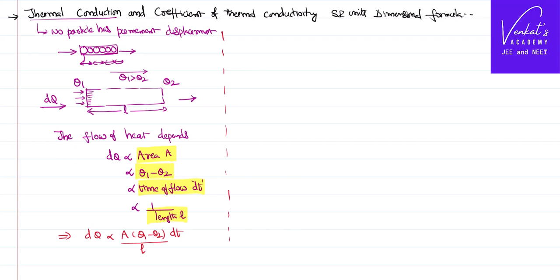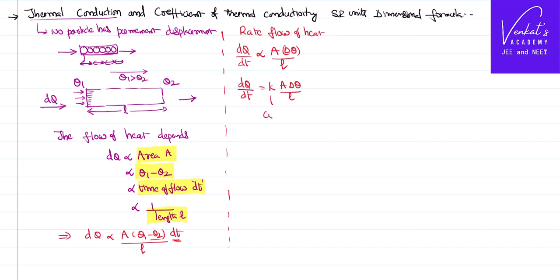Now say for example you want to calculate the rate of flow of heat. Rate of flow of heat means dq by dt, that is how much heat flows per second. Just get this dt to the other side into the denominator. That becomes directly proportional to area times theta 1 minus theta 2, which is delta theta, by L. That is dq by dt. To eliminate the proportionality, we can put a constant, called the proportionality constant.